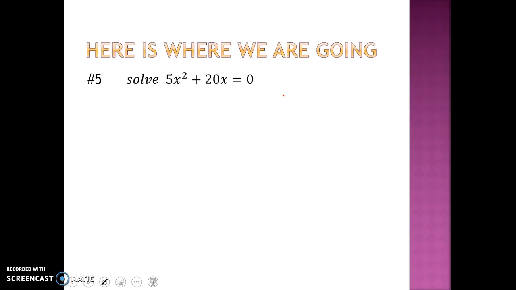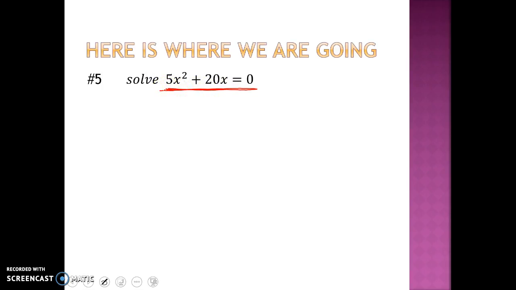This is where we're heading with factoring. Factoring is going to be extremely important because right now we can only solve this equation with one method, and that method is called factoring. You could try to do a lot of things like subtract 20x and then divide by 5, but you're always going to have an x squared and an x, and you won't be able to get x equals anything by itself unless you can factor 5x squared plus 20x.